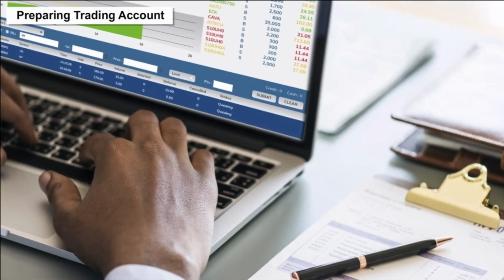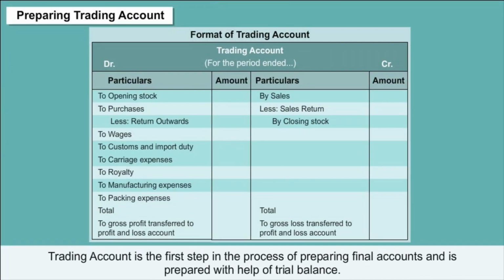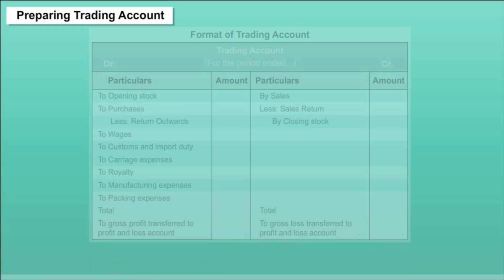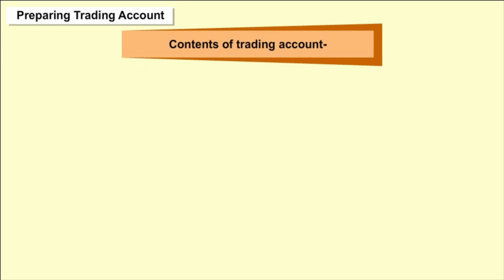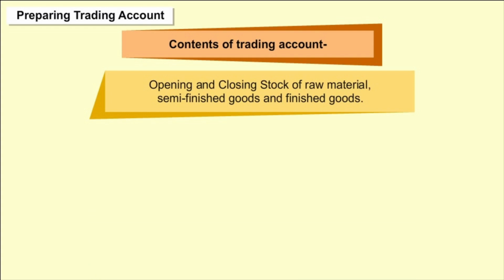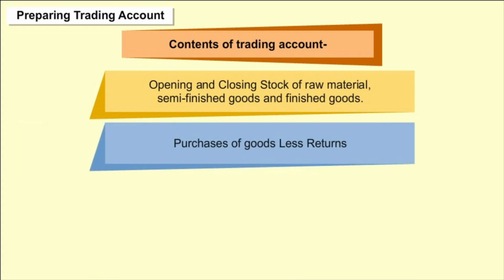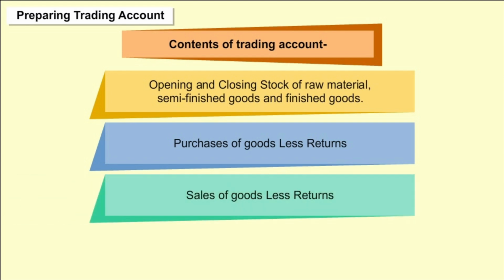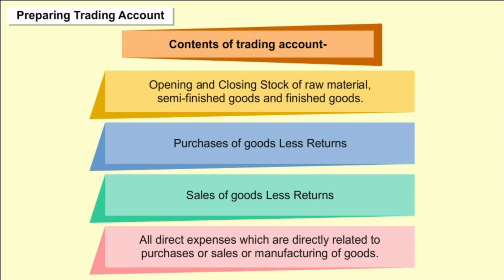Preparing trading account. Trading account is the first step in the process of preparing final accounts and is prepared with the help of trial balance. Contents of trading account: opening and closing stock of raw material, semi-finished goods and finished goods; purchases of goods less returns; sales of goods less returns; and all direct expenses which are directly related to purchases or sales or manufacturing of goods.